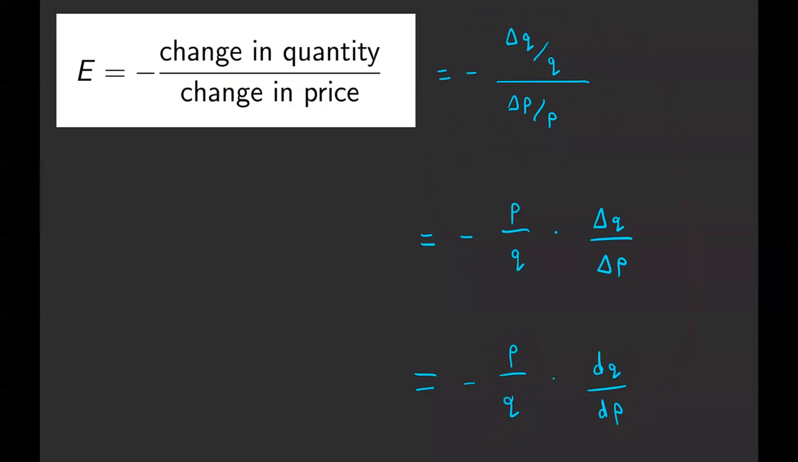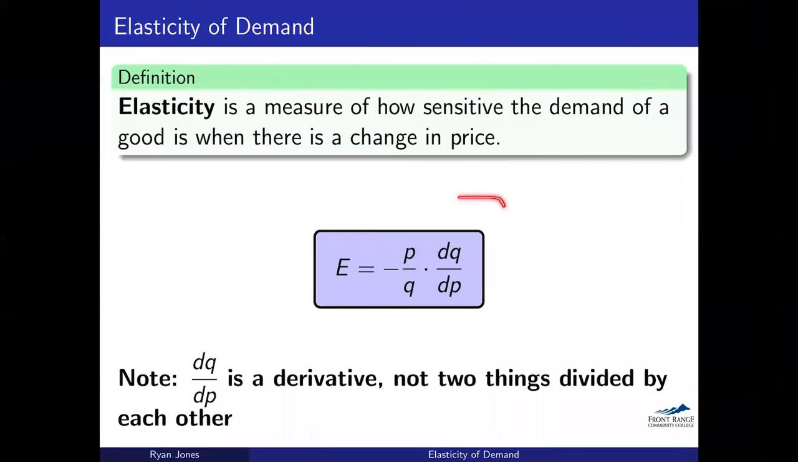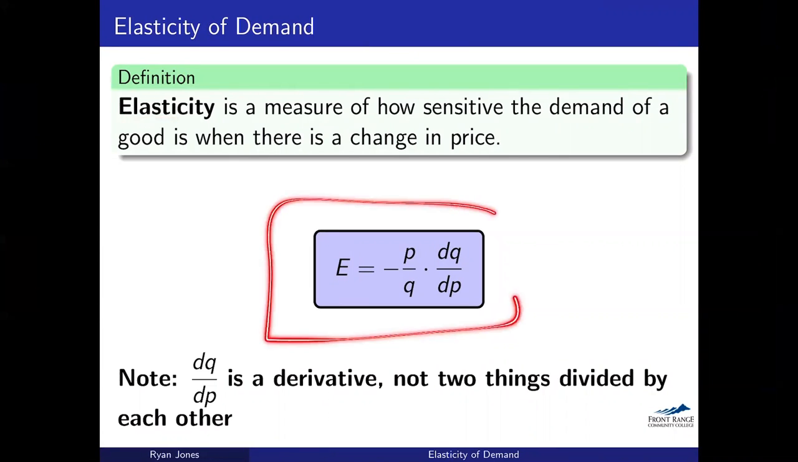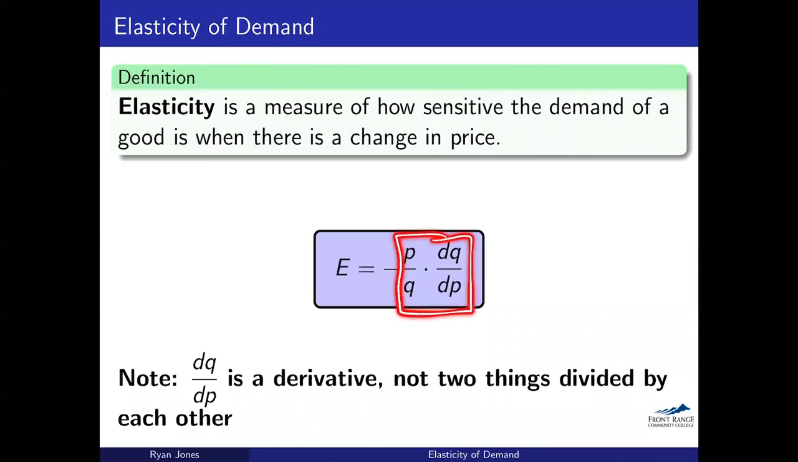This is a whole lot here. I'm not really going to focus too much on this. If that's confusing, just look at this right here. We've got our definition of elasticity. This is a more calculus way of saying this. Because of the way that this looks, we have P divided by Q right here. I want to make it really clear that this dQ/dP is a derivative. It's not two things divided by each other.